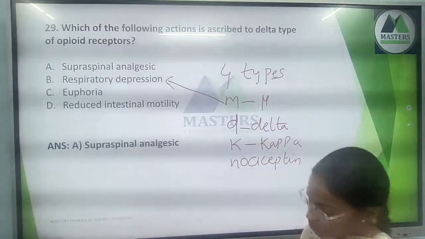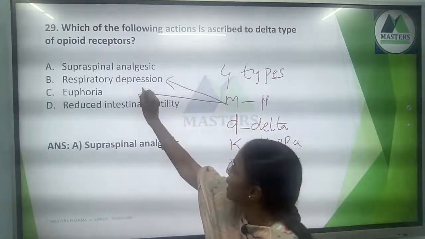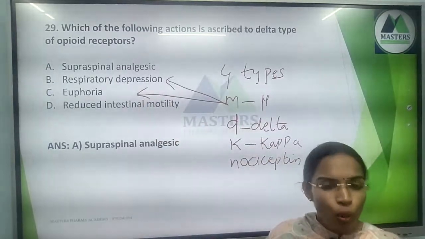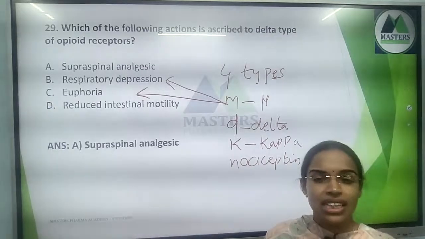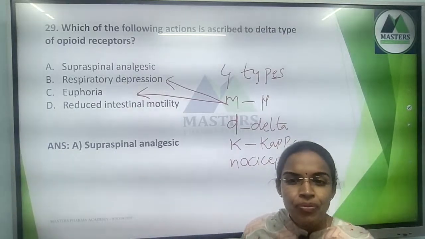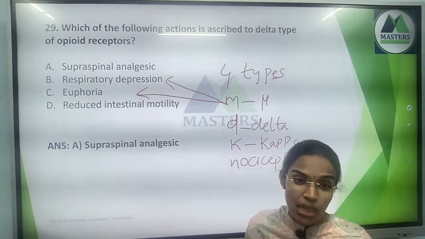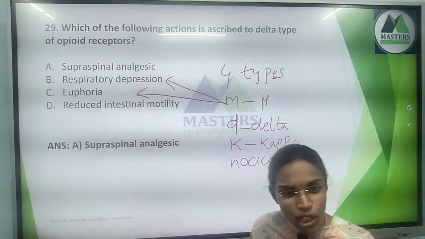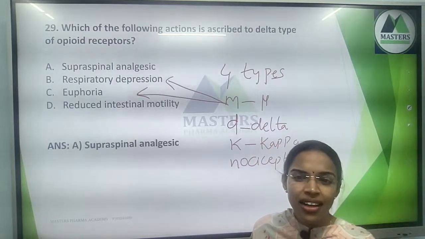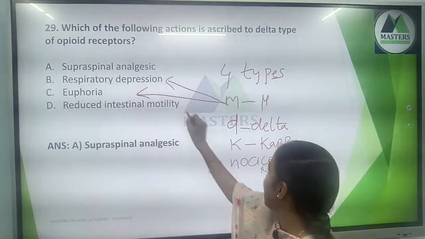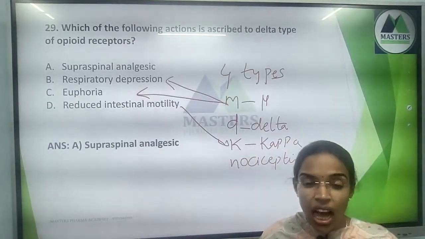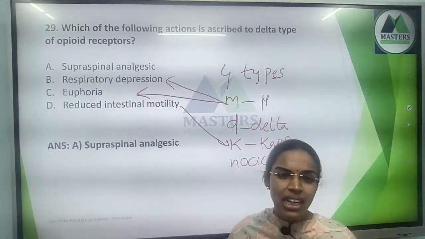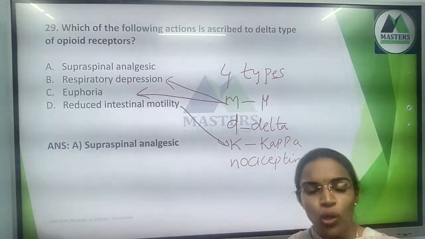Euphoria is also related to mu type of opioid receptors. Reduced intestinal motility is due to which kind of opioid receptors? Reduced intestinal motility is due to kappa receptors. Kappa receptors are responsible for reduced intestinal motility.